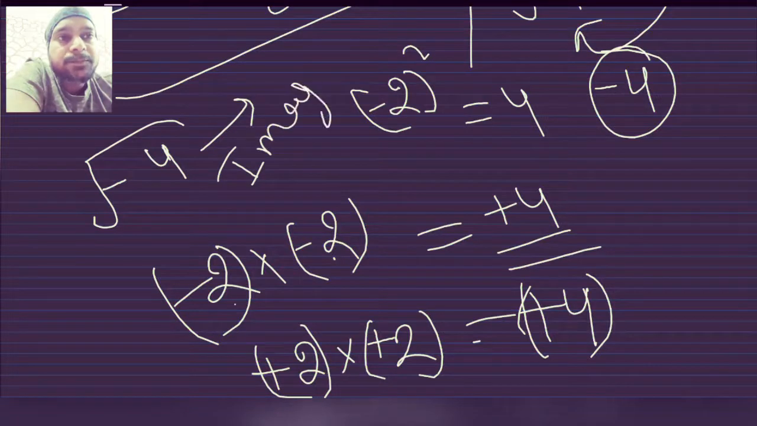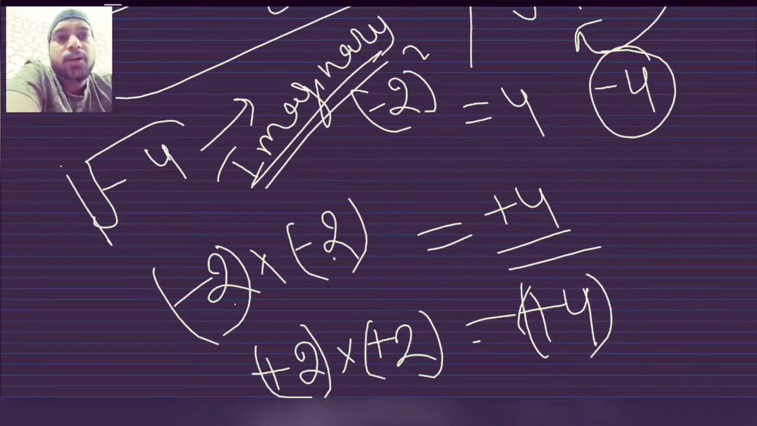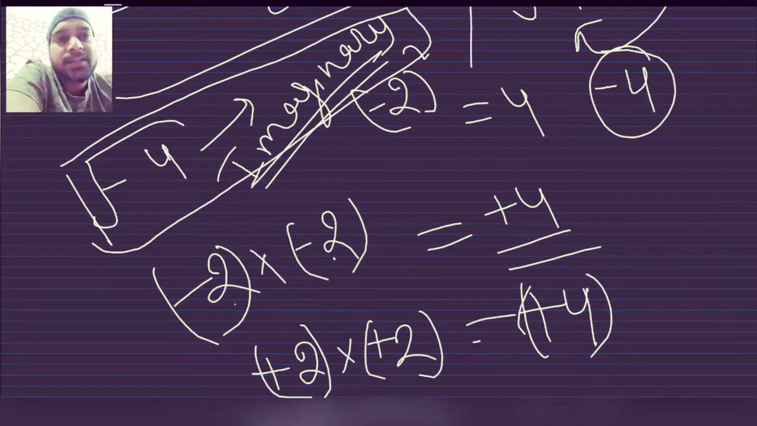What is that? Root of minus 4 is an imaginary number. Why is it an imaginary number? Because there is no number whose square can be equal to minus 4. So that is an imaginary number. Now when we talk about imaginary numbers, those numbers are imaginary. Those are not real. They cannot be represented on a number line.